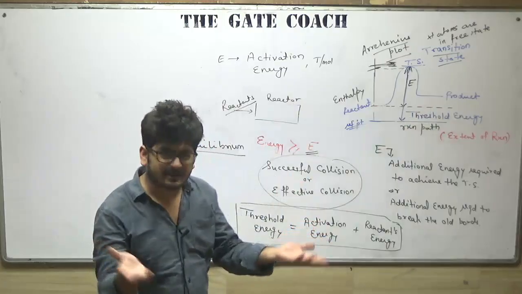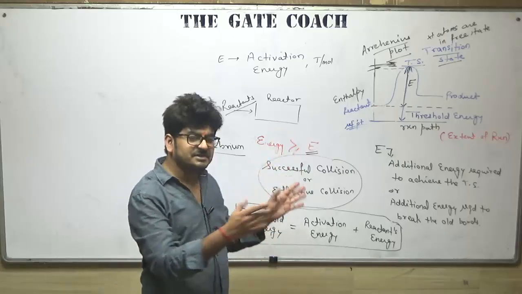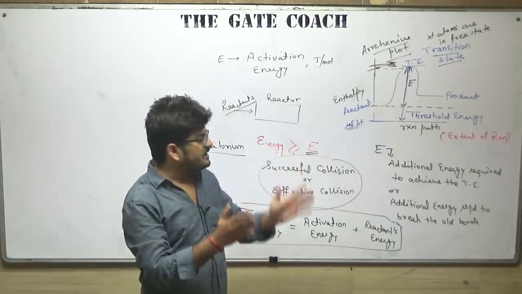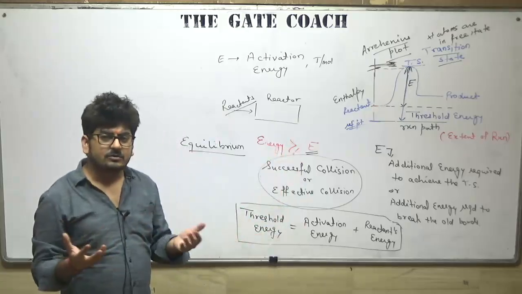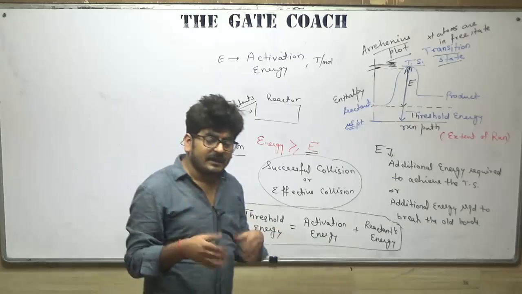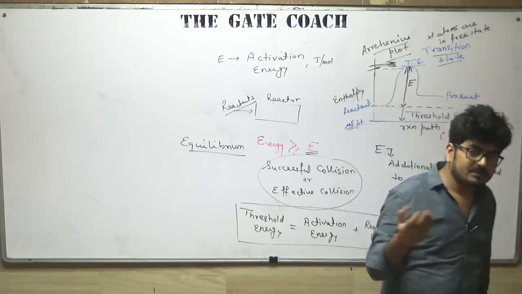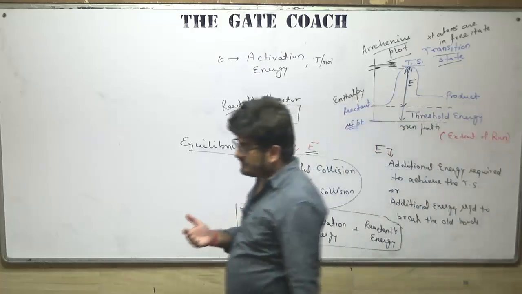You can understand, okay? So simply we have only two options here: reactants and transition state, and transition state and product. Out of these two cases, in which option is equilibrium possible to achieve?